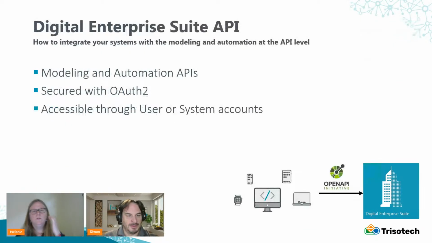So now we're moving to the Digital Enterprise Suite API. There are a few ways to integrate your system with the DES. One is what we often call headless. So it means you won't be using any of the UI that we provide. You will create all your models through the Digital Modeling Suite and then publish those and interact at the API level. We also offer the API for the DES itself. So things like looking at files, looking at versions, and all those things are accessible through an API as well.